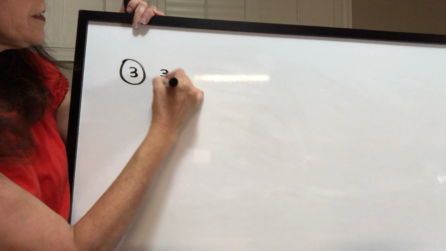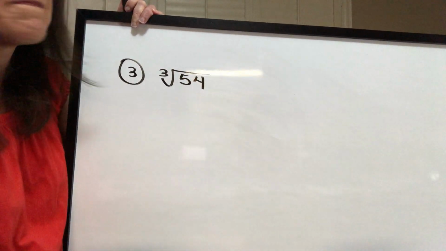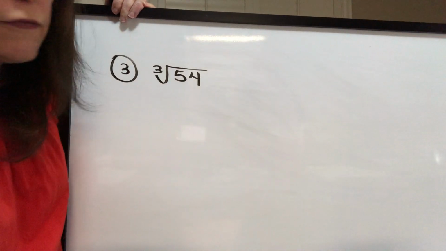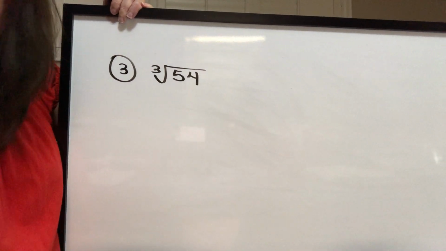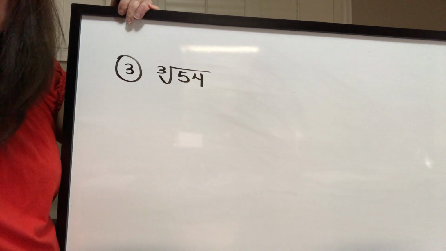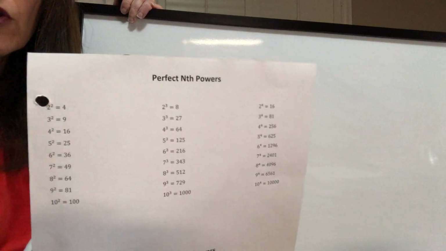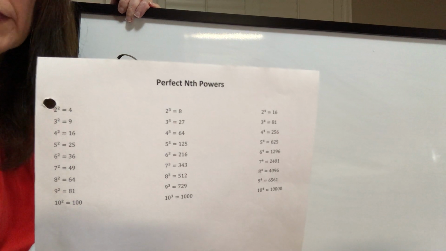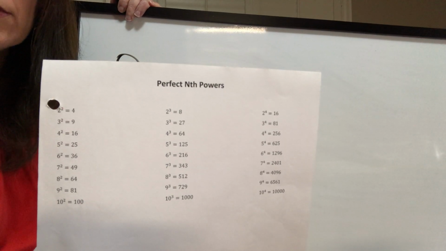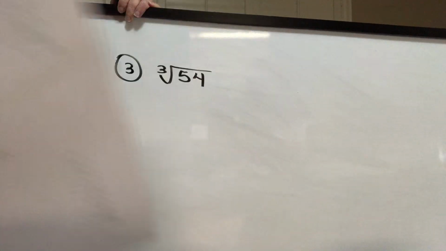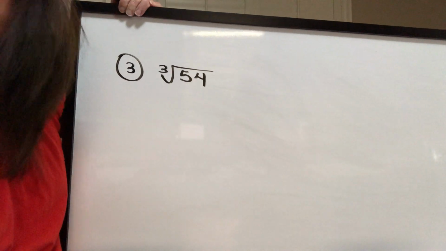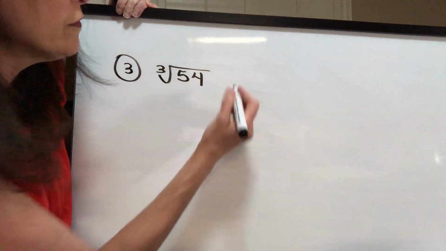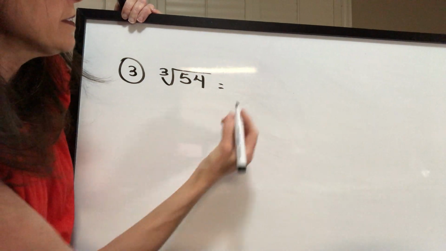Number 3 is the cube root of 54. We're going to tackle this the same way as we did the other 2, except for now we're looking for perfect cubes that divide into 54. Again, you refer to the sheet that I attached to the lesson. The cubes are in the middle column. Like 2 cubed is 8, 3 cubed is 27, 4 cubed is 64, and so on. So what you're trying to do is think which of those numbers divides into 54. You may need to use your calculator, but you will find that 27 divides into 54.